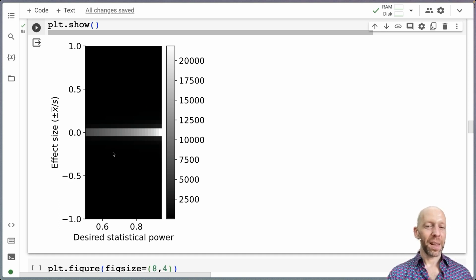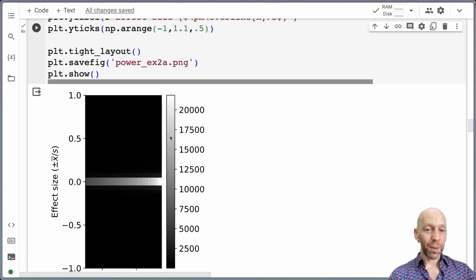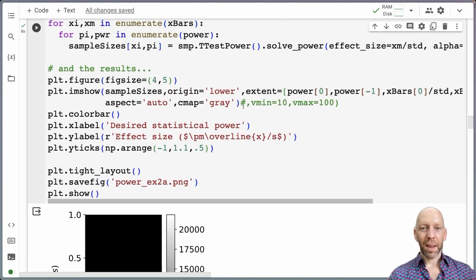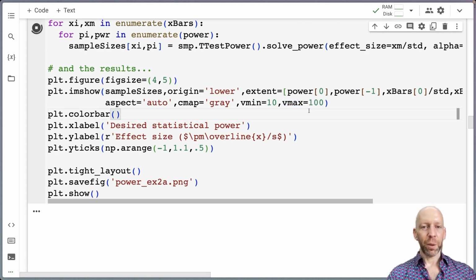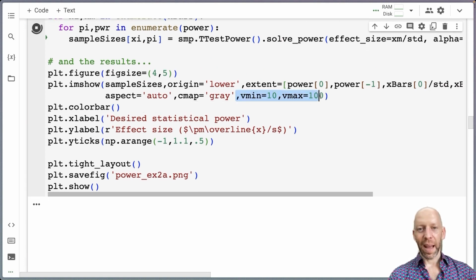What's happening here is that the required sample sizes get so huge when the effect sizes get tiny, especially for large statistical power, we need 20,000 observations. So a solution to address this just visually is to specify the minimum and maximum color saturation values. So that's what I add here.